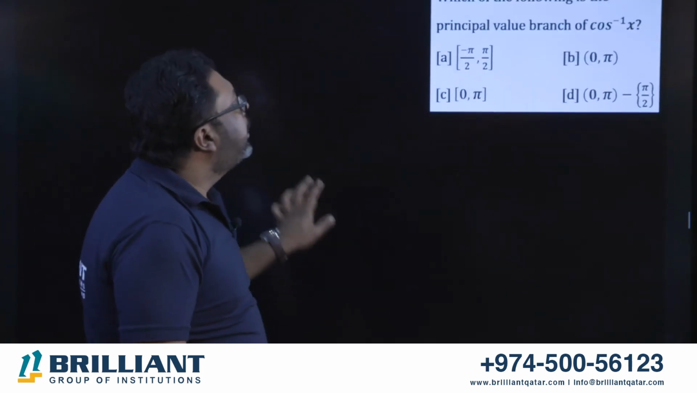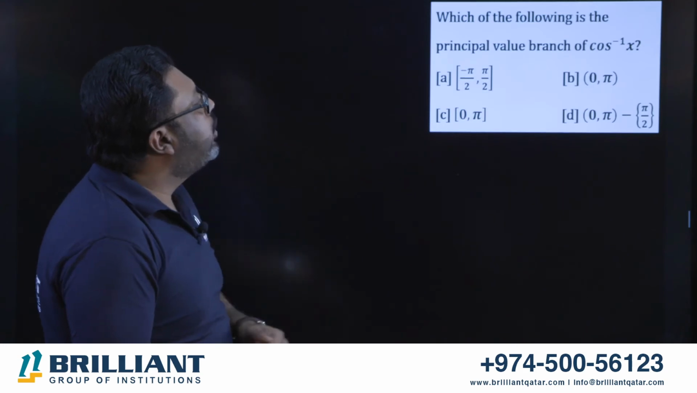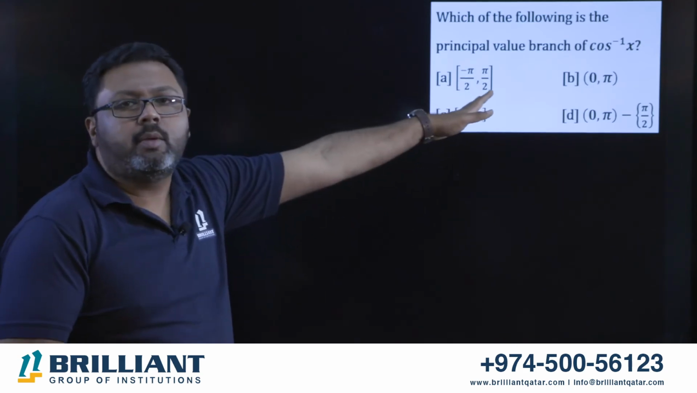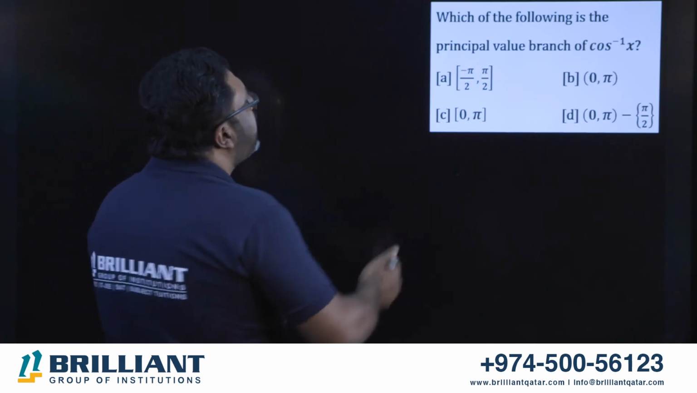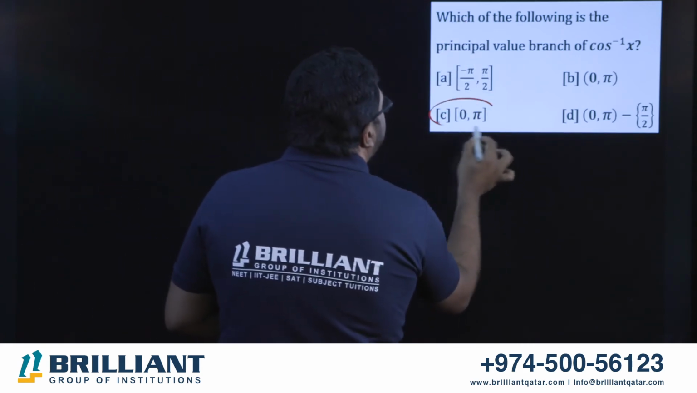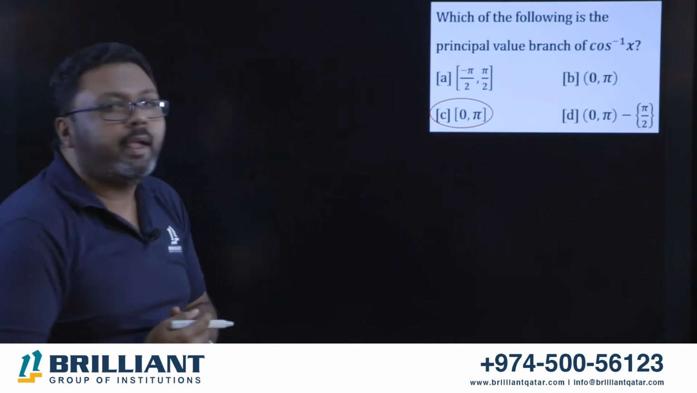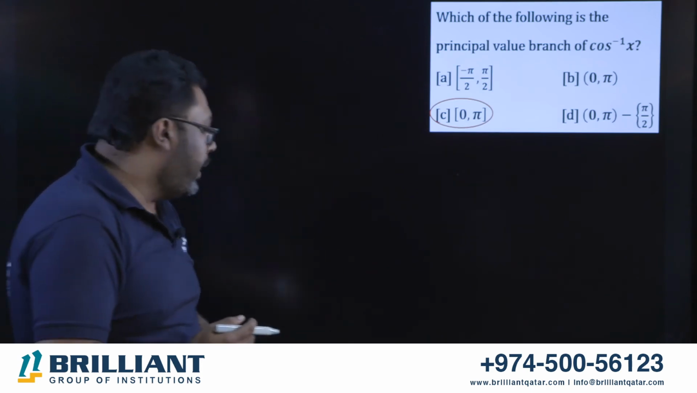Which of the following is the principal value branch of cos inverse x? I told you to learn page number 40. The principal value branch we already discussed is option C, 0 to pi.